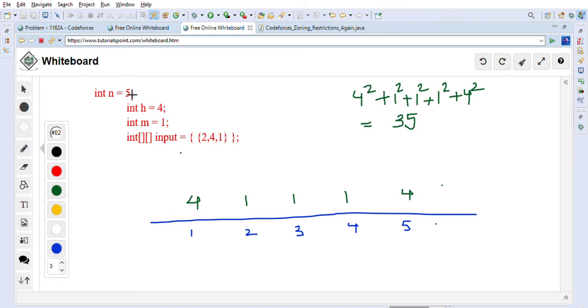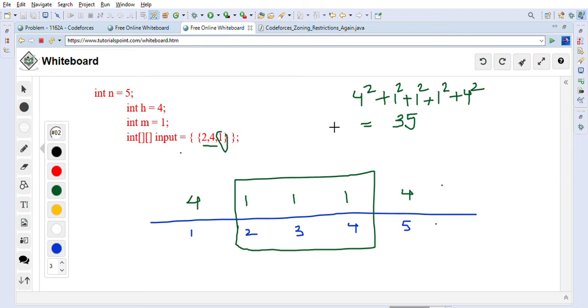Here there are 5 spots, the maximum height is 4, and M is equal to 1. Only one restriction is there, and it is between 2 to 4. As you can see, we have just given 1, because this is the restriction that we can have only one height maximum between the range 2 to 4 inclusive. The other heights will be 4. So we calculate the total like this: 4 square plus 1 square, 1 square, 1 square plus 4 square. So the total should be 35.